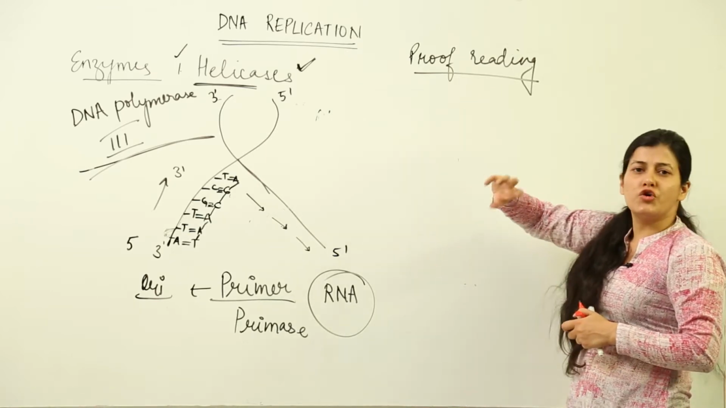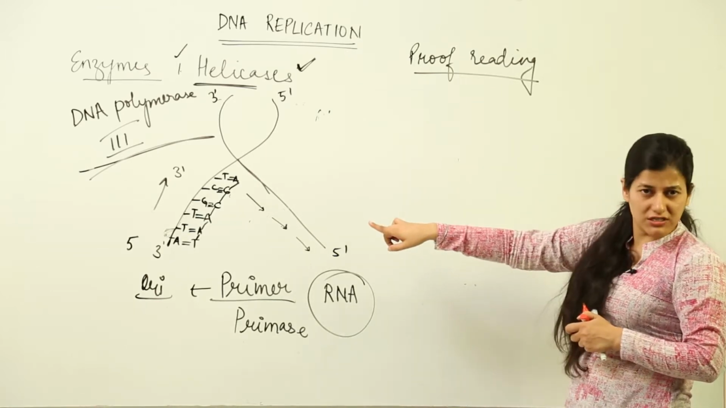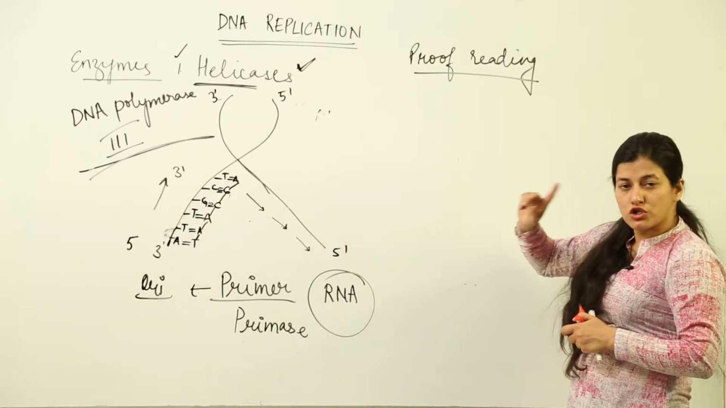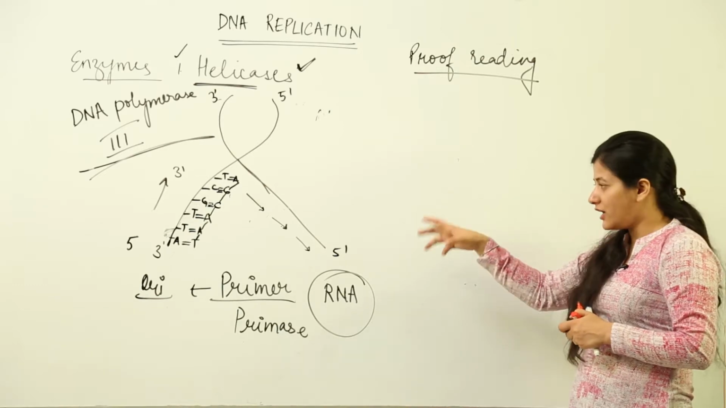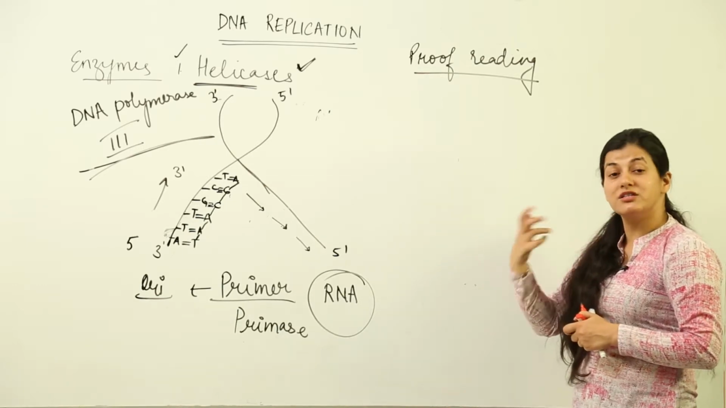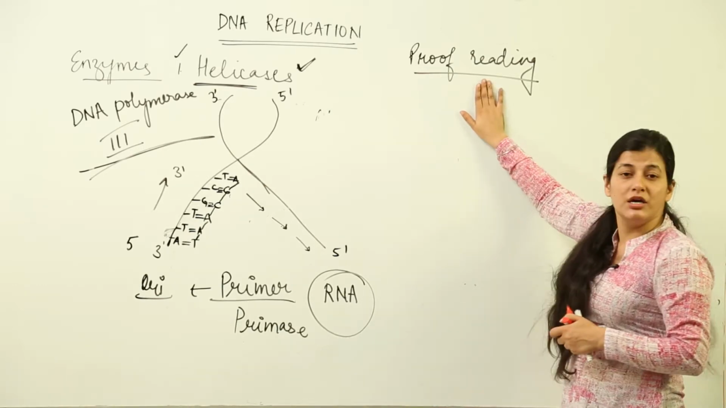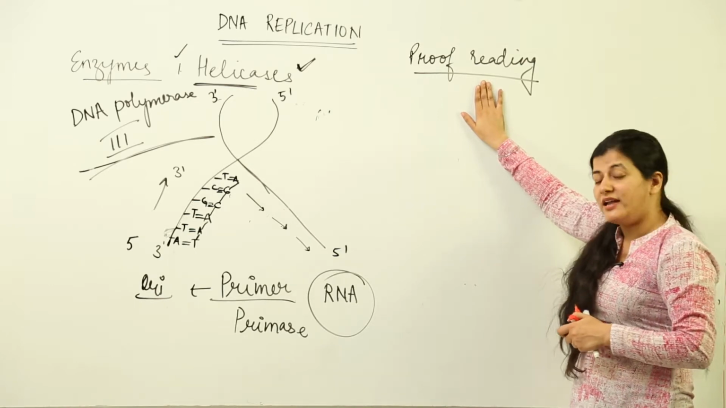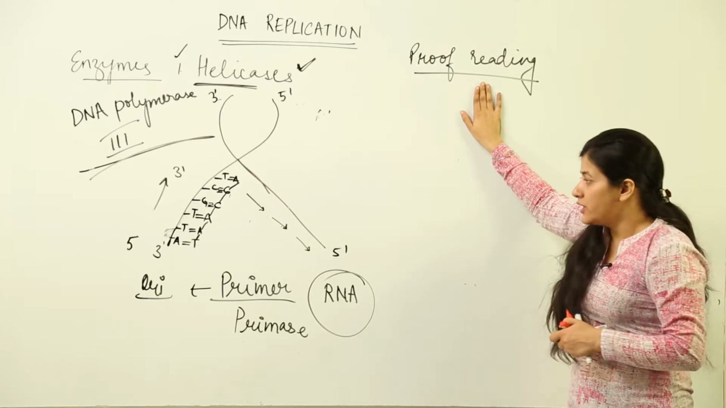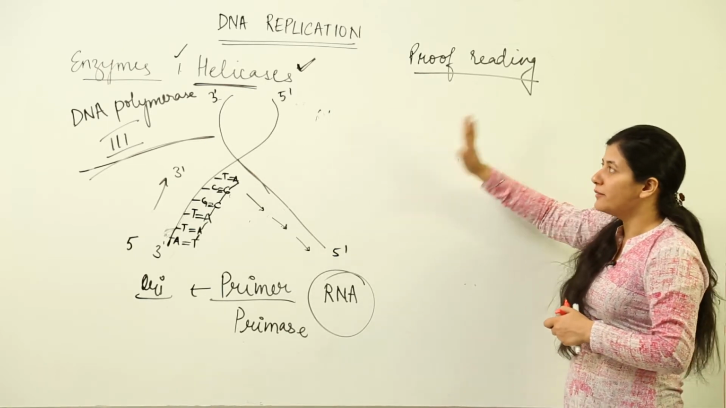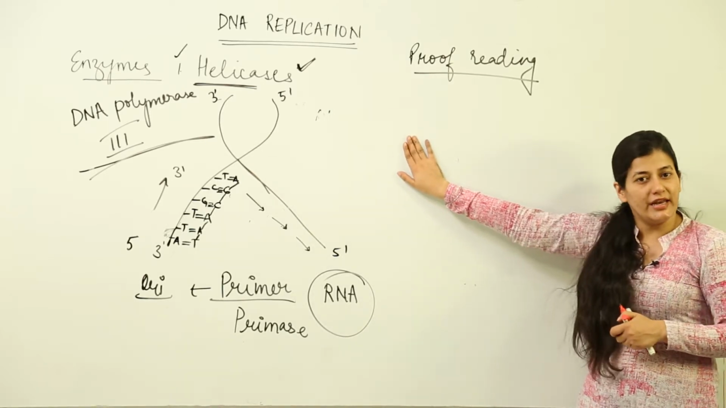Supposedly some wrong nucleotide comes and gets fixed at some place. So who is going to take care that whatever error has occurred is taken care of and replaced with the right one? That process is known as proofreading, and it is taken care of by DNA polymerase 1 and 2. So, with this we come to the end of DNA replication.